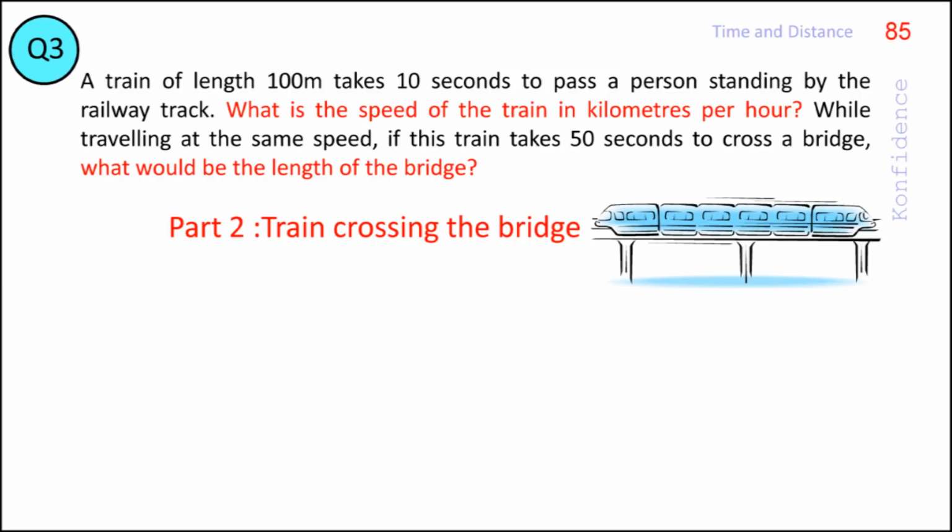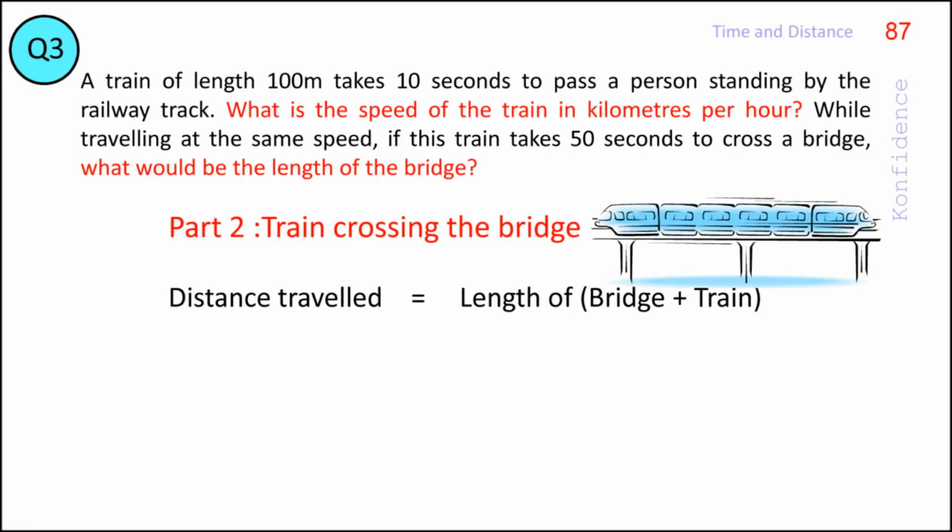Now let us look at the second part of the question. It is given that the train takes 50 seconds to cross the bridge, and we are asked to find the length of the bridge. You need to understand that when the train crosses the bridge, the distance covered will be length of the train plus length of the bridge. A simple visualization will help you understand this. Let us say that the train has a length L and the bridge has a length B. We will say that the train has started crossing the bridge when the engine of the train is in line with the entry of the bridge.